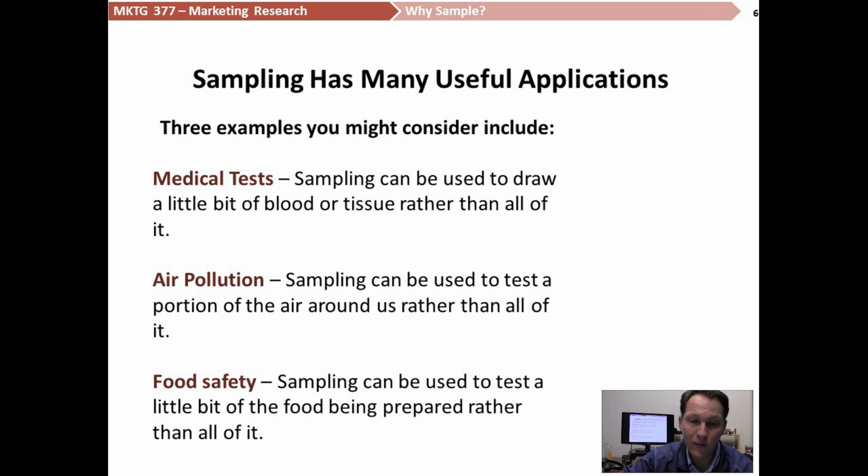Now, if we don't use a random process in our testing, the results can't be projected, and the findings can actually be quite dangerous. So randomness is important when it comes to sampling, and we need to understand when it is and is not appropriate to draw random samples.